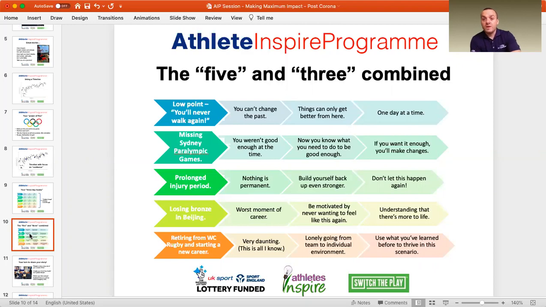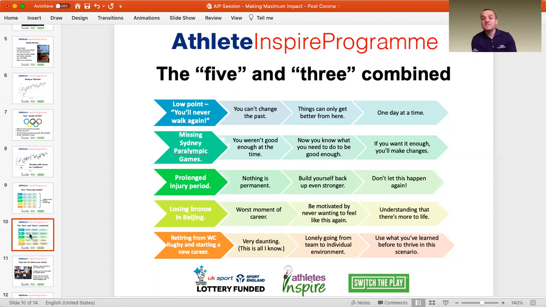The first story was the low point from having your spinal cord injury, the idea that you're not going to walk out of this hospital, you're going to be using a wheelchair from now on. What were my 3 main points from that? Well, I can't change the past. This is a low point, so things can only get better from here. And I've got to take it one day at a time. So those are my 3 main headlines for that one.